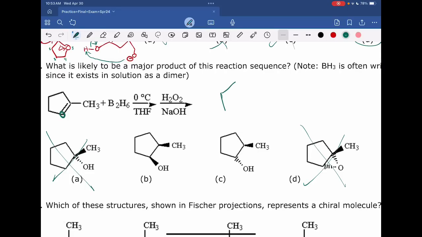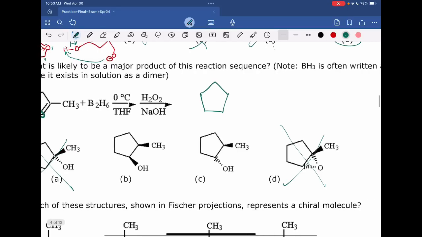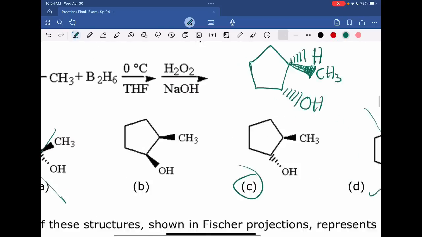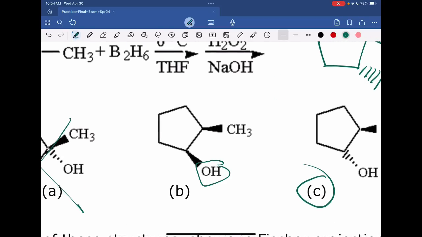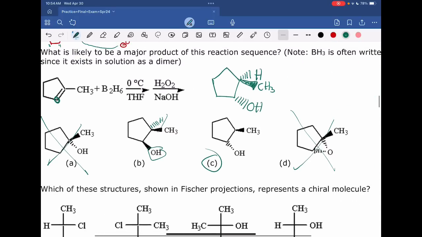So let's draw the ring. And let's draw OH and H on the same side. They have to be on the same side, which means that the methyl group is going to be on the opposite side. This would be the CH3. The only thing that looks like that to me is C. In B, they added the OH on a different side than the H. So B is wrong.